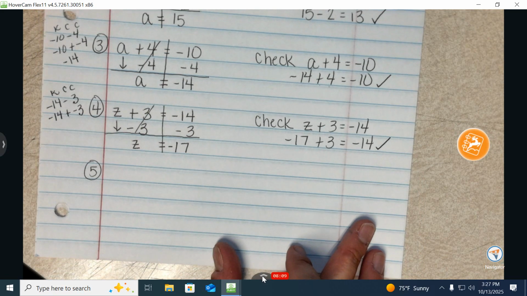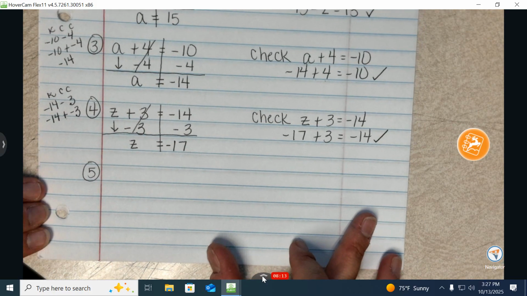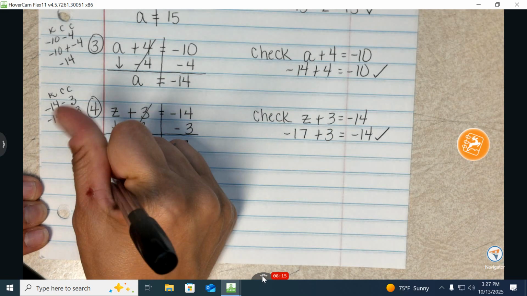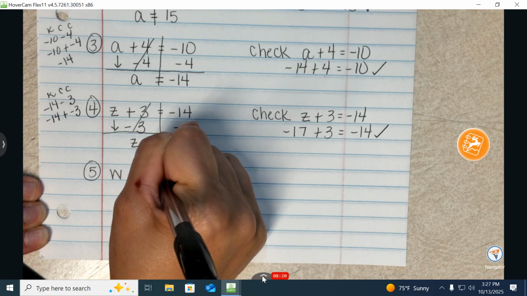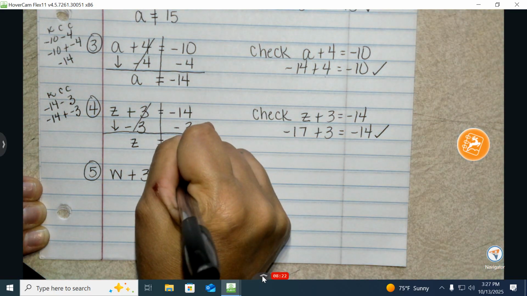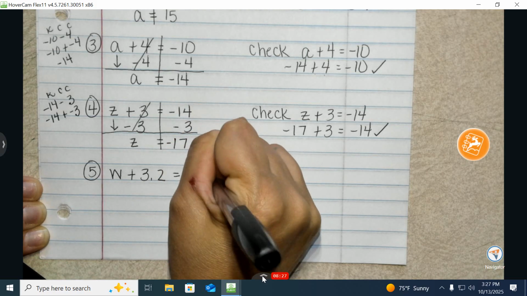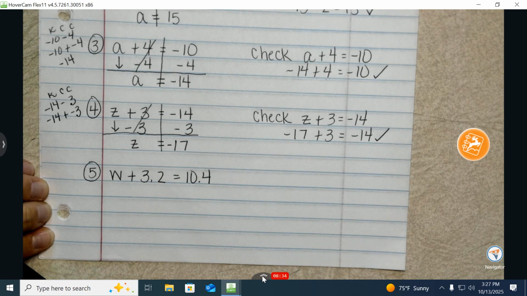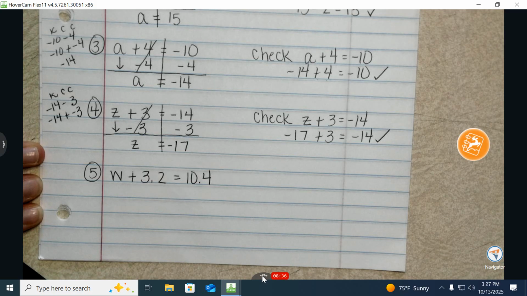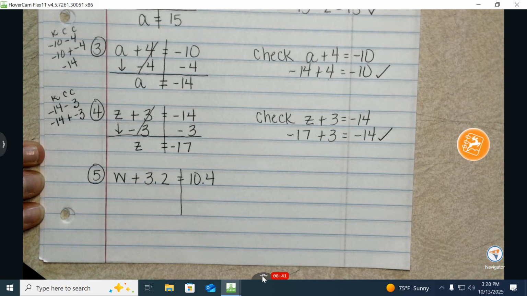Alright, number 5. So those are some with just integers. We're going to add some rational numbers, some decimals and fractions into them. W plus 3.2 equals 10.4. Okay, this is a one-step equation. It does have decimals in it. You're still going to do the inverse operation. You're still going to draw your line to keep things neat and organized.